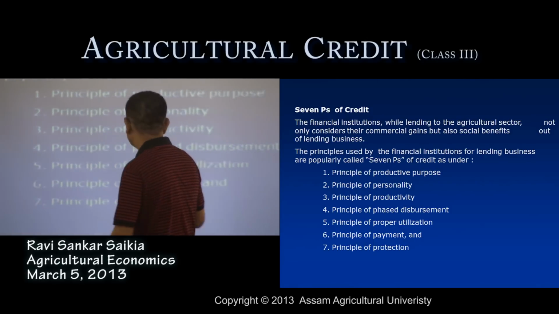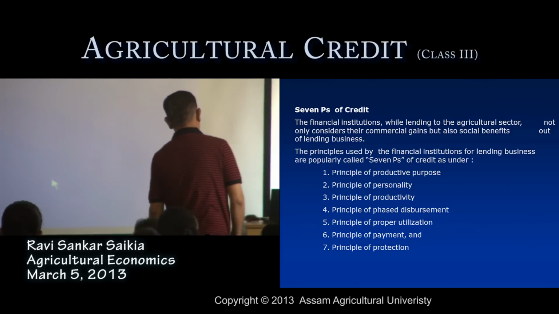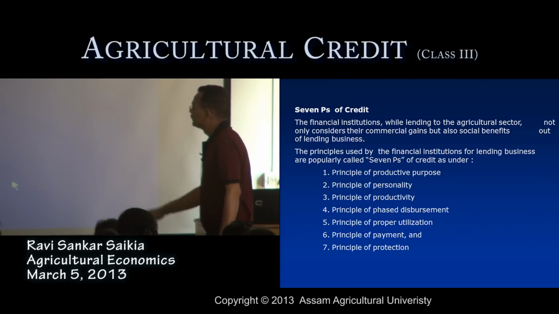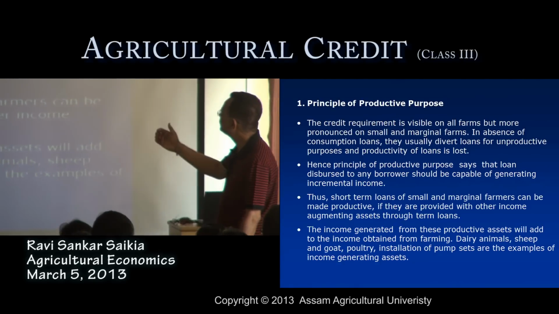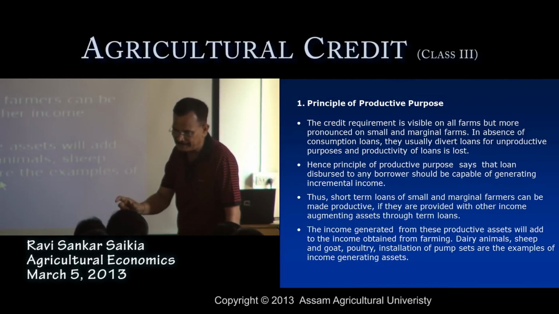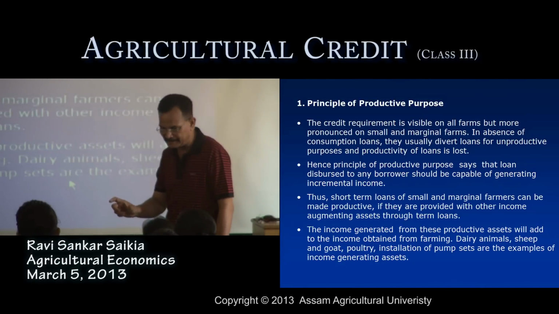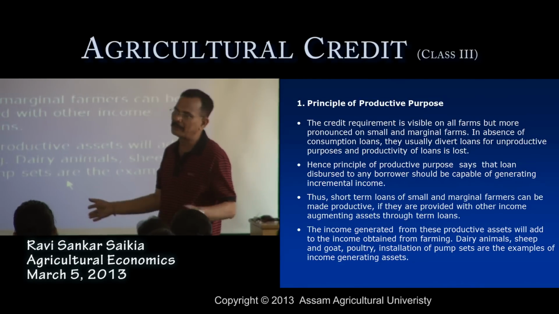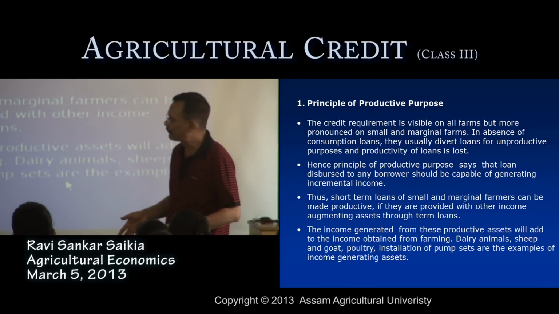Okay, and how do we discuss this? First one, the principle of productive purposes. This comes from this point. You see, credit requirement is visible in all types of farmers, but it is significant in the case of marginal and small farmers. Credit is needed by all types of farmers, but the requirement is significant in the case of marginal and small farmers.